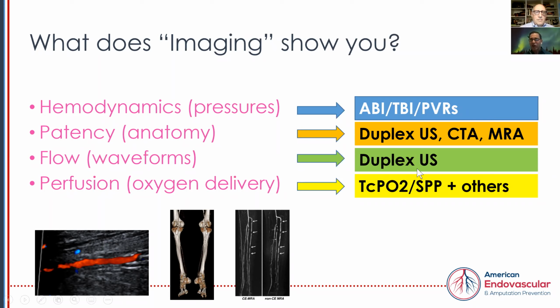Patency is largely measured by cross-sectional imaging, whether it be duplex ultrasound, CT, or MRA. Again, I like the fact that Dr. Shams talked about relying on duplex, and so important that you have a relationship, as we'll see, with the person performing the duplex. Duplex can also give you some flow patterns, and that's a unique advantage of it. And then perfusion: we're talking about TCPO2, skin perfusion pressure, and other modalities, which we'll only glimpse at a little bit here today.